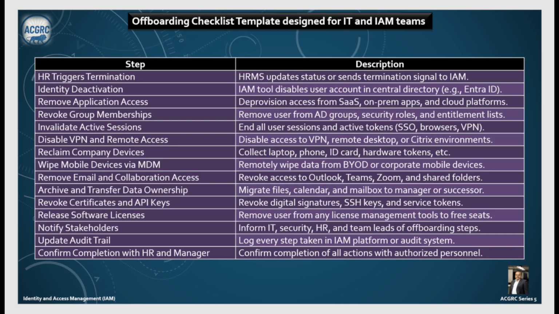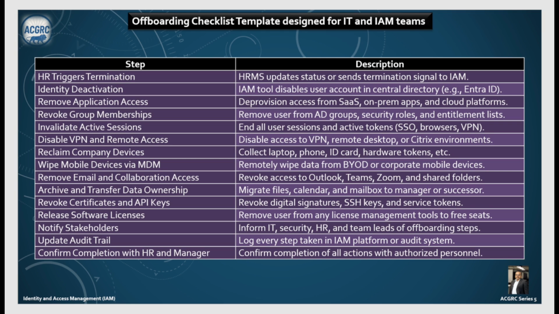If you look at it from a checklist perspective, well, HRM updates status or sends a termination signal to IAM. The IAM tool disables the user account in the central directory. Deprovisions access from SaaS or on-prem apps and cloud platforms. Removes the user from AD groups, security roles, and entitlements. Ends all user sessions and active tokens, whether it is SSO, browser, or VPN access. Disables access to VPN, remote desktops, or Citrix environment.